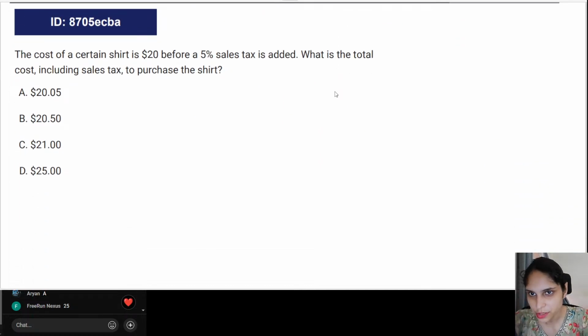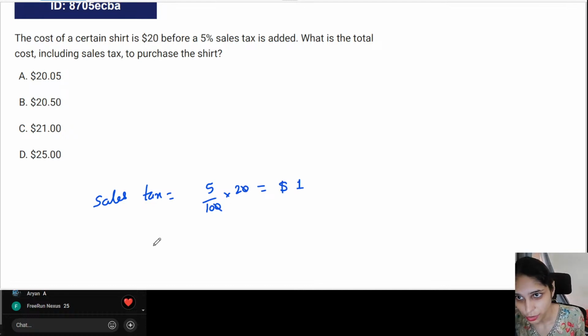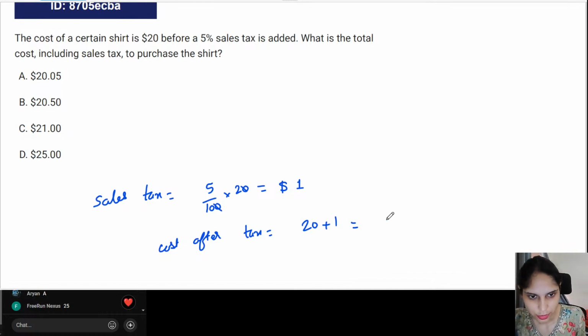In 7, the cost of a certain shirt is $20 before a 5% sales tax is added. What is the total cost including sales tax to purchase a shirt? So your sales tax is 5% of $20. That's going to be $1. So your sales tax is $1. So the cost after tax is going to be $21. 20 plus 1, because the tax you have to add. So whenever they're charging taxes, that means they're adding it.